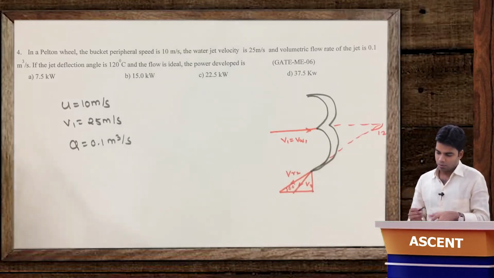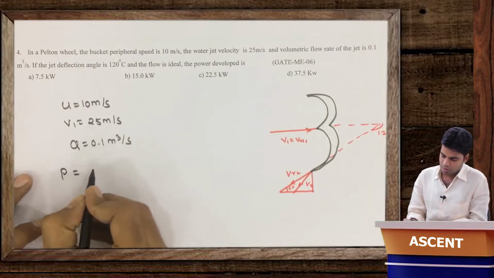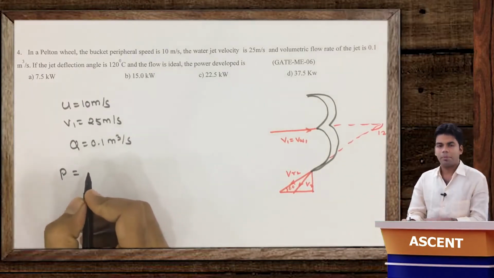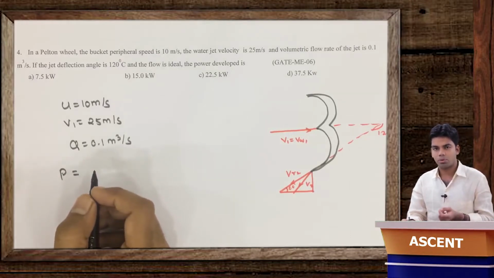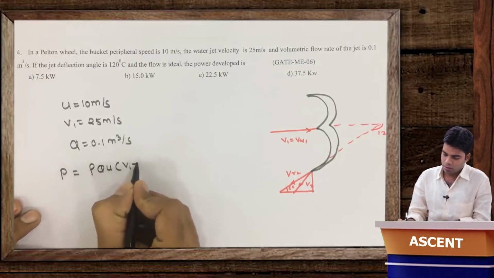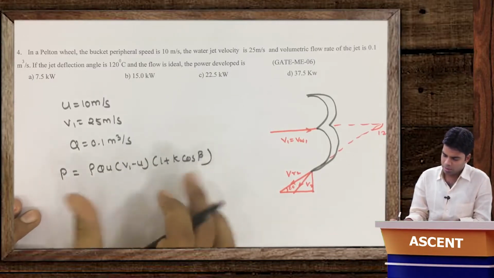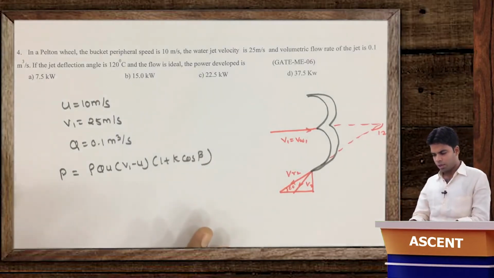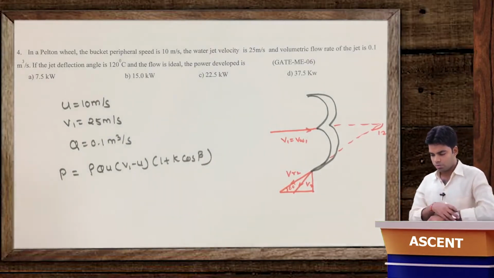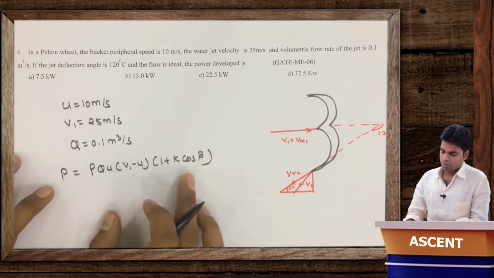Now we have to determine, for ideal flow, the power developed. So power developed, as we have already discussed, is m into (VW1 U1 minus VW2 U2), and that was further derived as rho Q U (V1 minus U) into (1 plus K cos beta). Okay, you can directly remember this formula. This will be very helpful for you. If you want, you can see the proof in the theory lecture. We have already derived this, rho Q U (V1 minus U) into (1 plus cos beta).